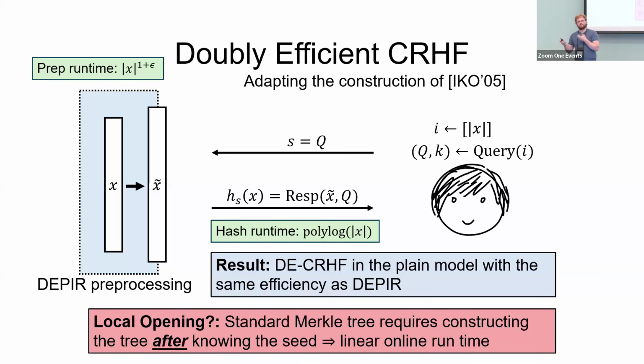But there's an interesting question: can we get local opening in this model? The standard notion that we would think of is using a Merkle tree. However, if you use a Merkle tree, you need to know the hash because you're iteratively applying the hash many times. So you need to know the hash after knowing the seed, which would require some sort of linear online runtime in order to get locality.